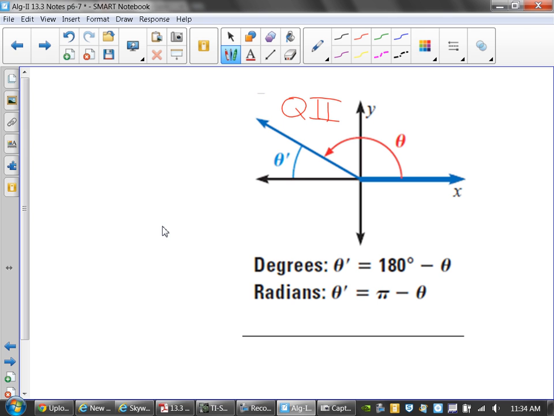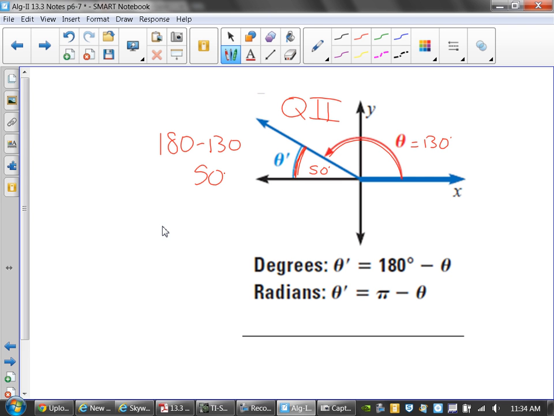If I say that theta is 130 degrees, it's in the second quadrant. Everybody agree? Okay. In order to figure out its reference angle, all I do is take 180 and subtract 130. My reference angle is 50 degrees.